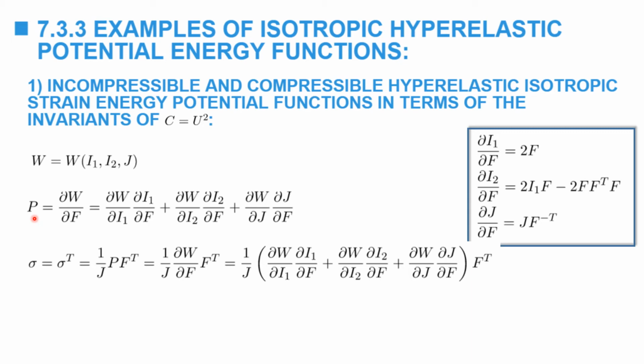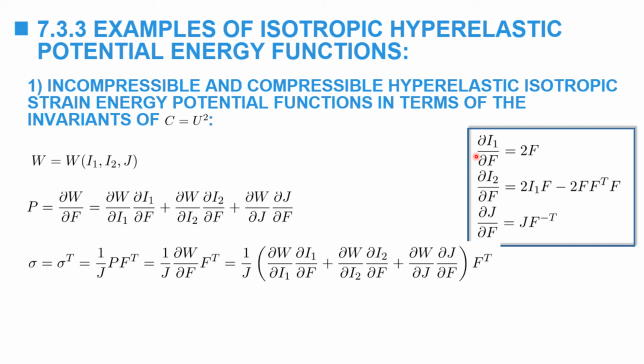The first Piola-Kirchhoff stress tensor is the partial W by partial F. Now I've written W as a function of I1, I2, and J, and so to find partial W by partial F, I need to take the derivative of W with respect to its variables I1, I2, and J, and then multiply by the derivative of these components with respect to F.